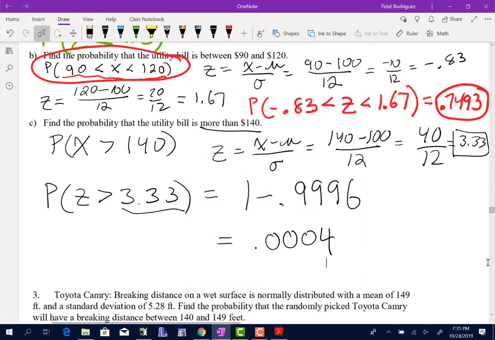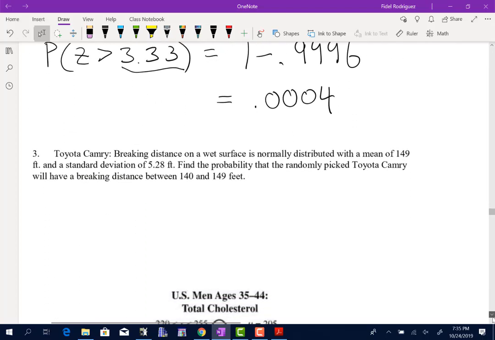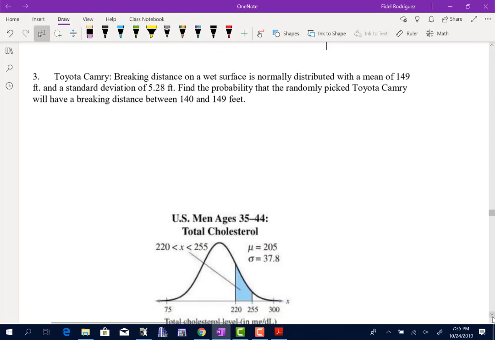All right, so guys, let's take a look-see at the next one, see if we can figure this out here. So the next problem I got here, guys, talks about Toyota Camrys. The braking distance on a wet surface is normally distributed with a mean of 149 feet, a standard deviation of 5.25 feet. Find the probability that a randomly picked Toyota Camry will have a braking distance between 140 and 149.